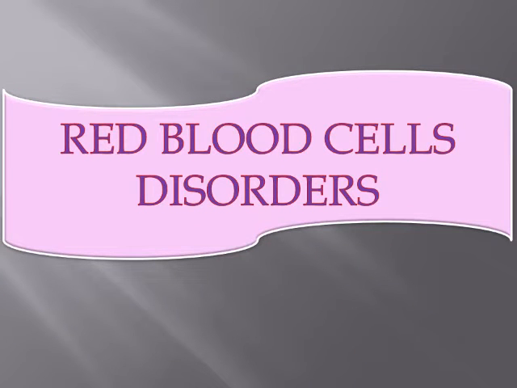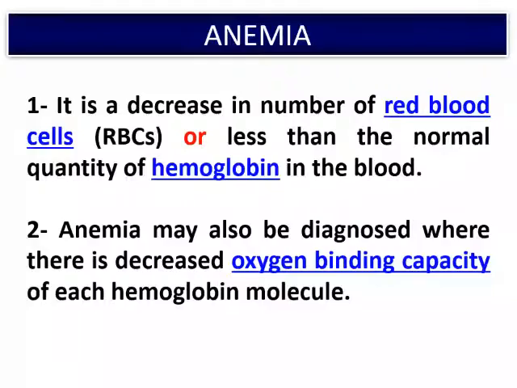At first, I want to talk about red blood cells. The first disorder in the red blood cells is anemia. As you all know, anemia is a decrease in the number of red blood cells or a decrease in the normal amount of hemoglobin in the blood. And anemia is usually diagnosed by decreased oxygen carrying capacity of hemoglobin.